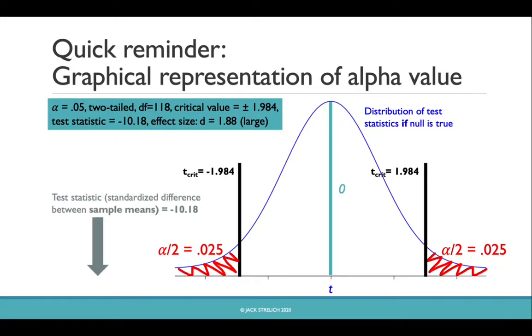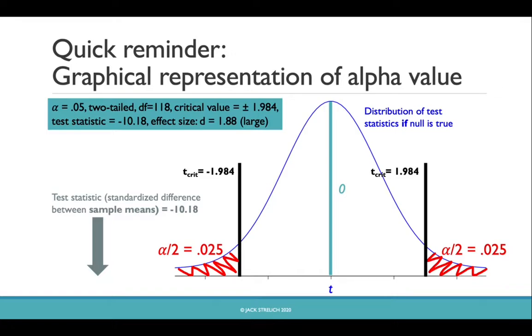Our test statistic, the standardized difference between sample means that we observed, was negative 10.18. This substantially exceeded the critical value for the lower end of the distribution, and thus we can conclude that this test statistic would be extremely unlikely to occur due to chance alone. In other words, if the null were true.